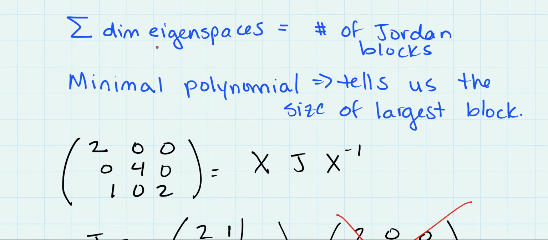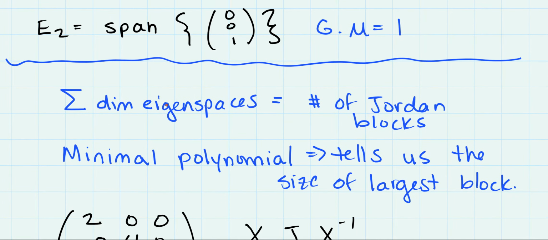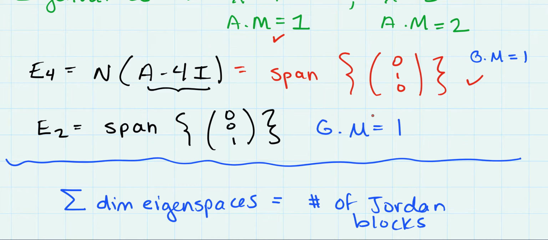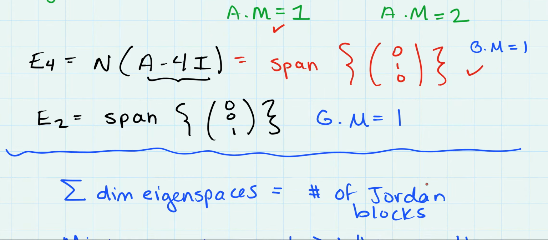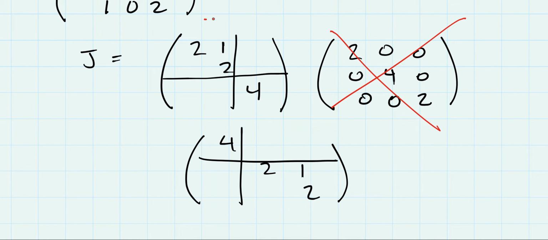So the first thing is, if we add up the dimensions of the eigenspaces, which just means adding up the geometric multiplicities, we had 1 here and 1 here, so that's 2. That tells us we're going to have 2 Jordan blocks, which makes sense because those are the only 2 options we have. Here I have a Jordan block, and here I have a Jordan block.